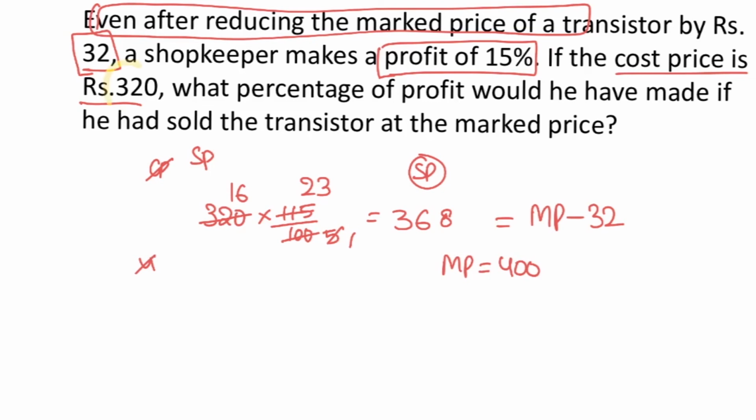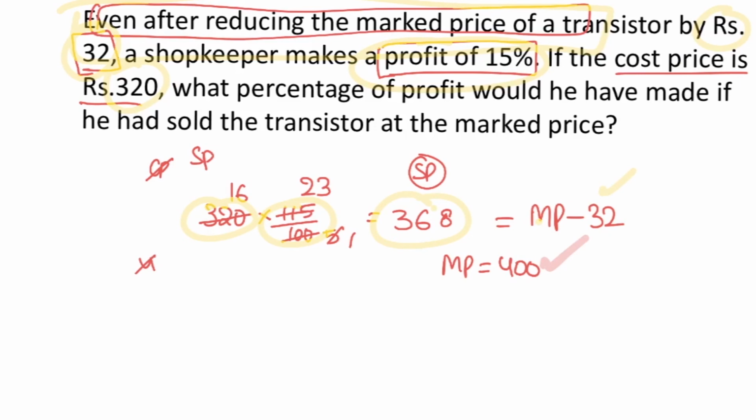Cost price is given, that is 320. On cost price I applied profit 15%. Now I am getting selling price. Selling price is what? Selling price is the value after discount, on market price after reducing 32 rupees. Here discount is not given in percentage, it is given in rupees. 32 rupees less. Now it is selling price. So market price must be 400 rupees.